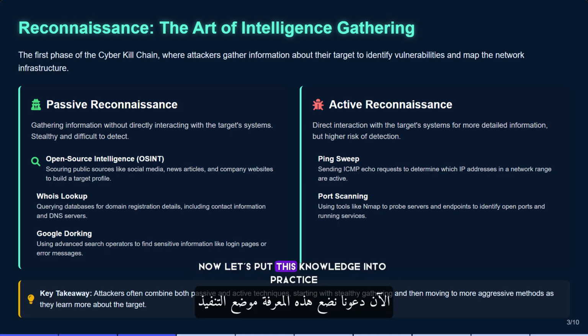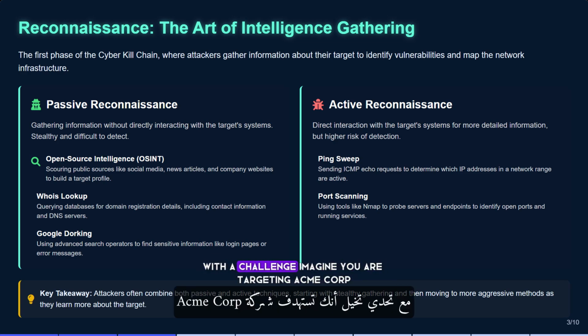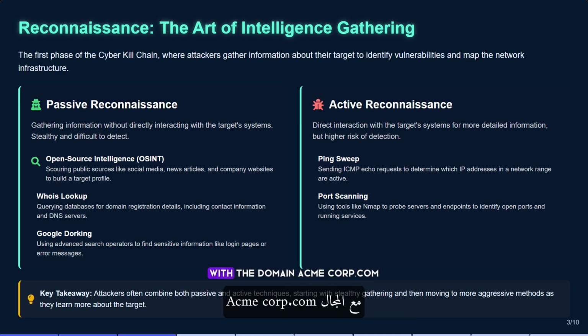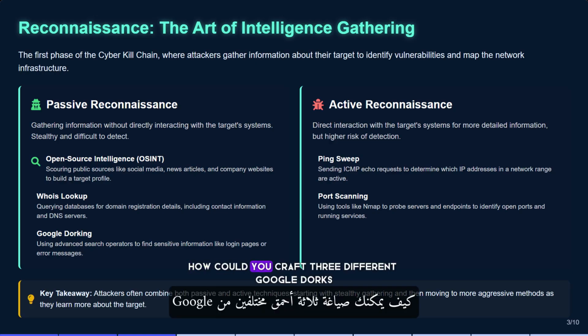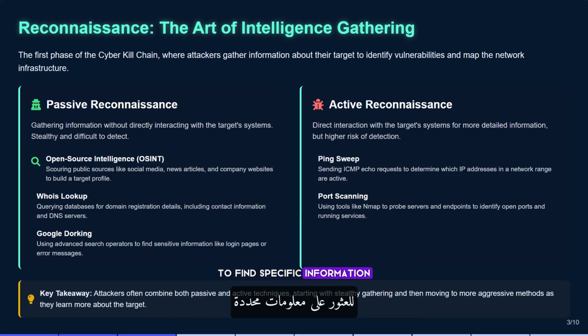Now, let's put this knowledge into practice with a challenge. Imagine you are targeting ACME Corp with the domain acmecorp.com. How could you craft 3 different Google Dorks to find specific information?